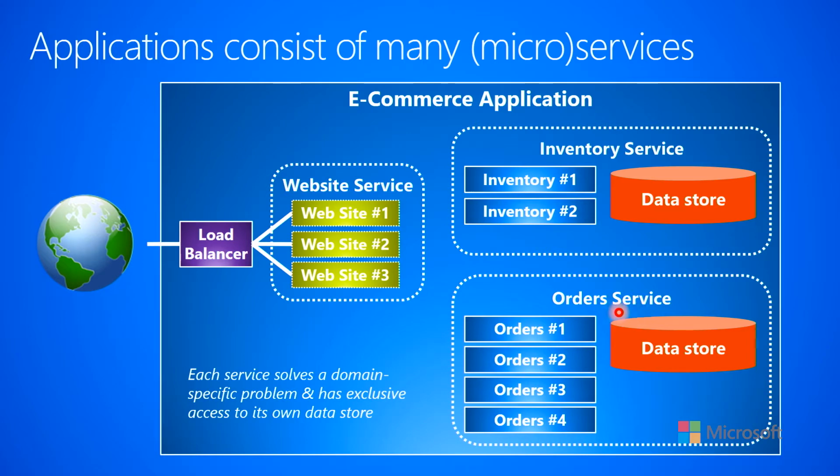Now, this could be a single cluster that has all these different services running in it, and we have the website service running on, let's say, 3 virtual machines, inventory on 2 virtual machines, and orders on 4 virtual machines. So it could be a cluster of 7, 8, 9 VMs running in here. Or you could decide to deploy it where the web service is in one cluster, the inventory service is its own cluster, the order service is its own cluster.